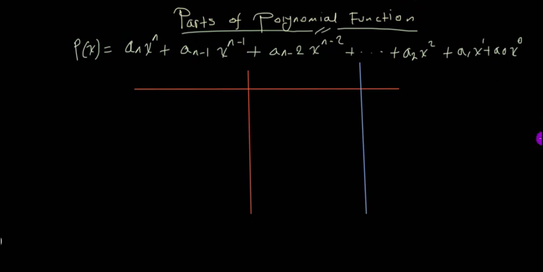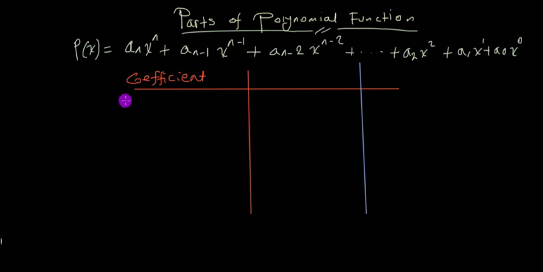First, as you can see here, a polynomial function is the sum of monomials. All of these are monomials, and a monomial is the product of the coefficient, which is the number, and the variable x. So let's see the coefficient. In this case, we have the coefficient.